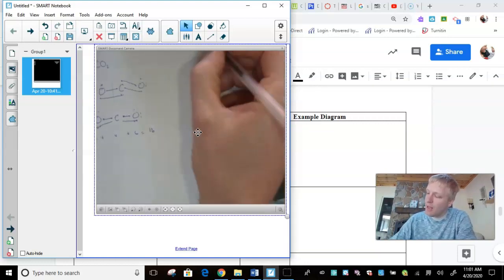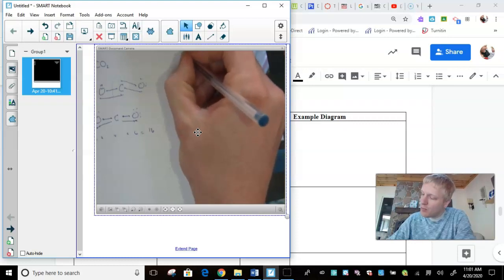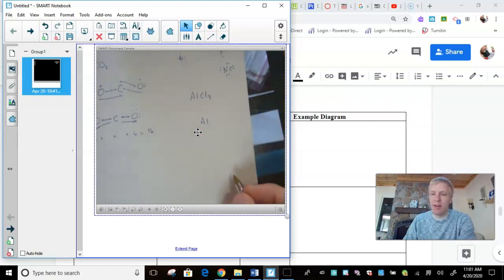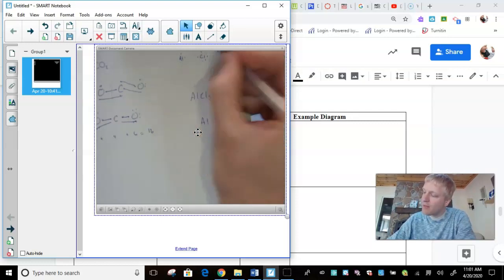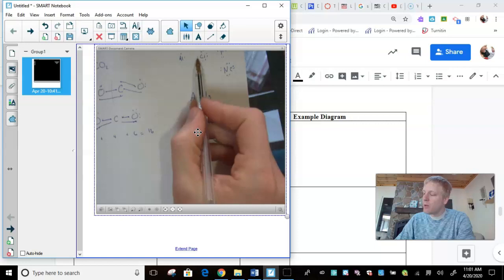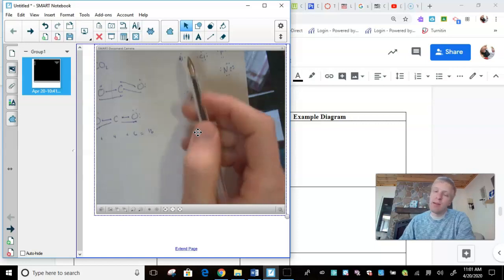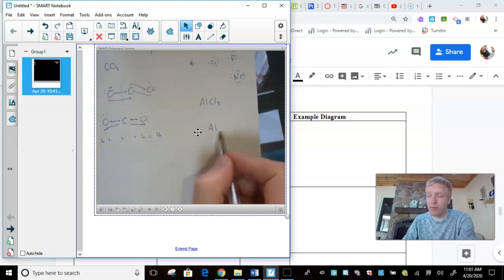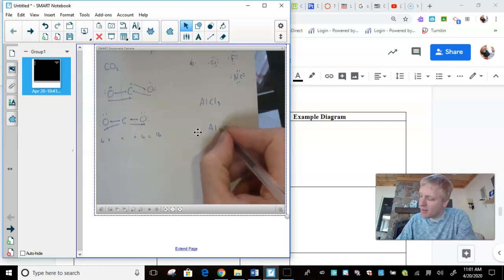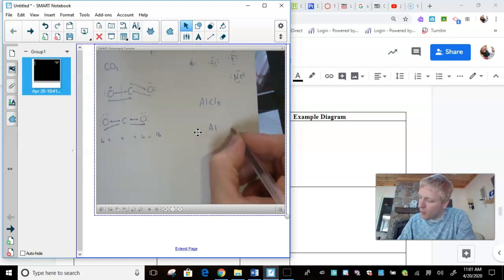I could also look at it this way. Aluminum has 3 outer atoms, whereas chlorine has 7. We got 1 bonding site for chlorine, and it looks like 3 bonding sites for aluminum. So aluminum having the most bonding sites is going to be in the center. Alright, and then we have chlorine.